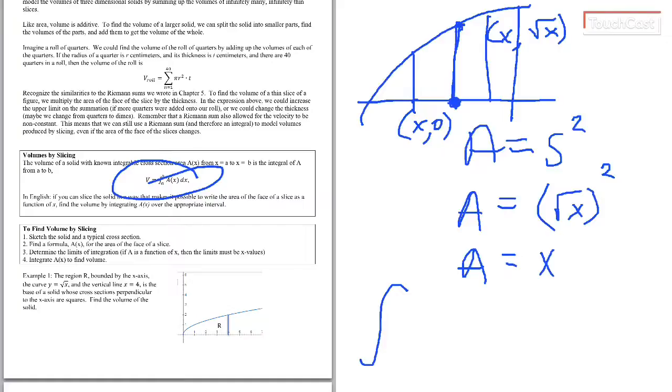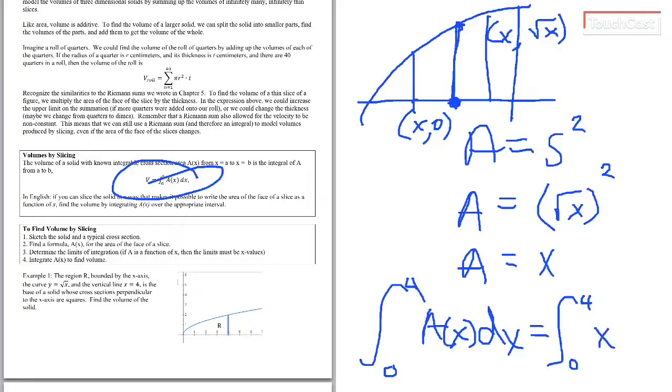Do I know my leftmost x and my rightmost x? My leftmost x is 0, and I've been told my rightmost x is 4. And this is supposed to be A of x times dx. You could write that in if you want. That's going to be the integral from 0 to 4 of x dx.